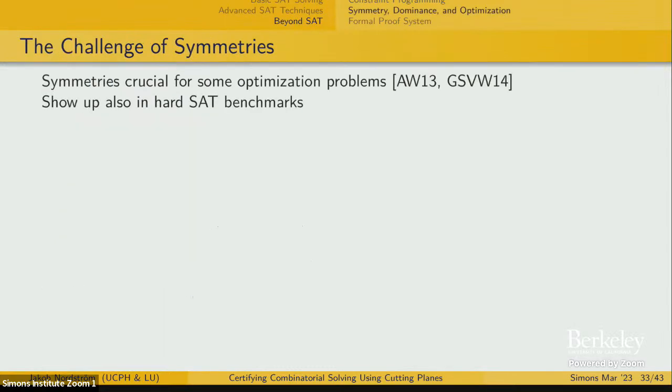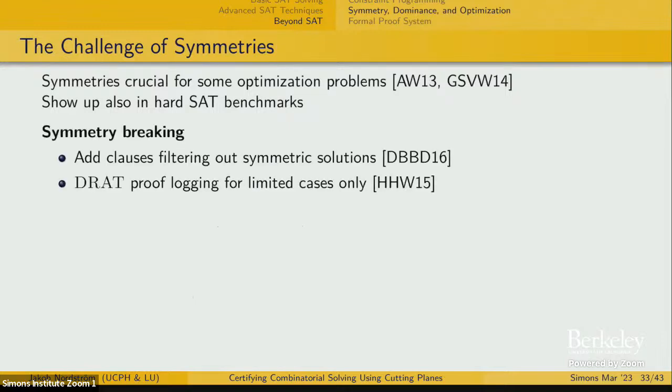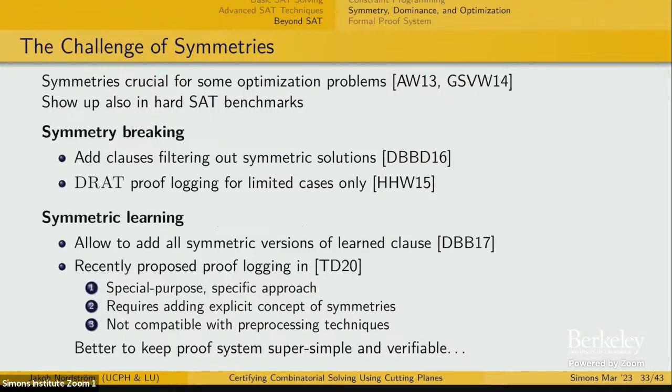What about symmetries? So symmetries show up in optimization. They show up in hard benchmarks. If you go to the proof complexity literature, it turns out that most of the formulas that are hard are actually hard because of symmetry. I guess the only example that we don't have, well, random k-CNFs are not symmetric, I guess. But otherwise, many formulas that we have lower bounds for are symmetric one way or another.